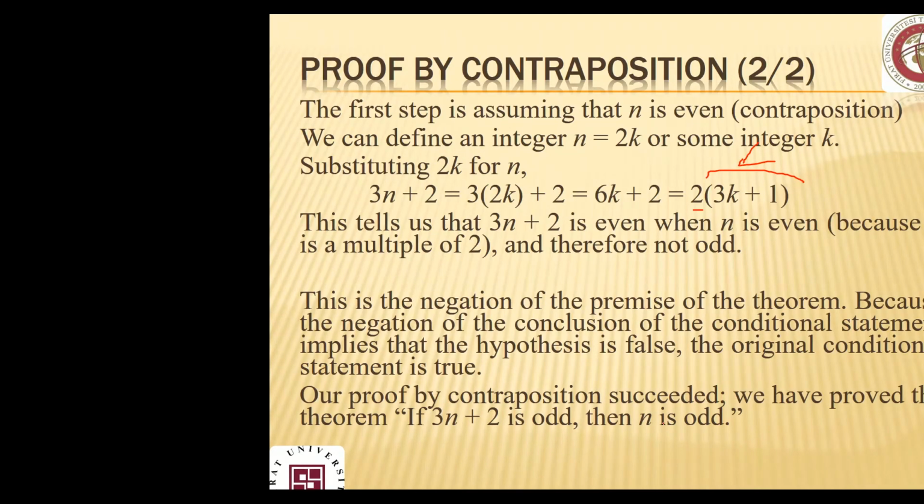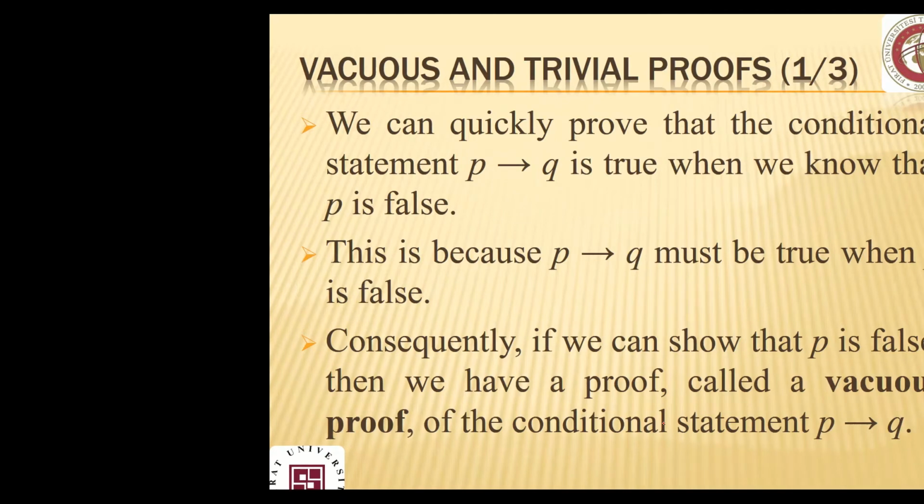All right, let's move on. We have another type of proof which is very easy and straightforward. We call it vacuous and trivial proofs. Now remember that we have only one case. I said this at the beginning of this video. In the truth table of implication, we have only one false, when we have true implying false. This is the only case where the outcome is false, right?